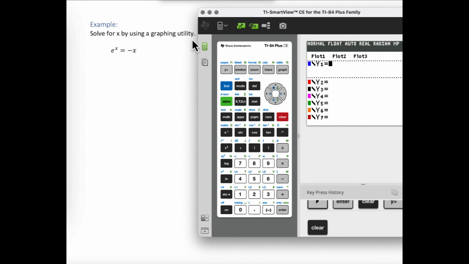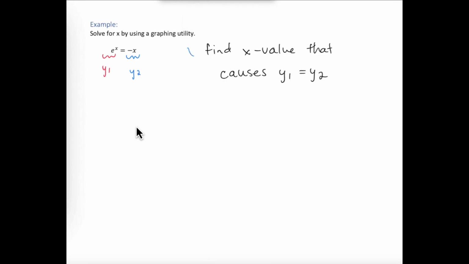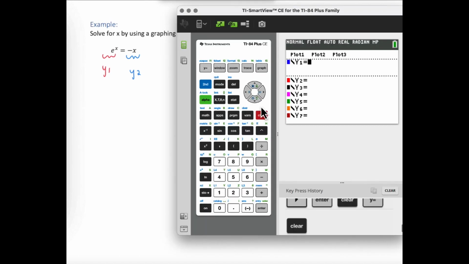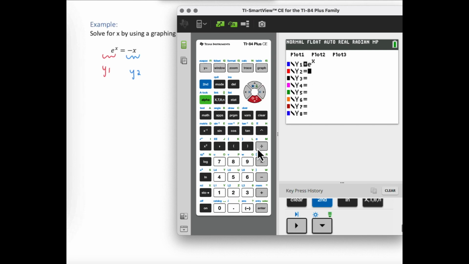And what that means is we're essentially going to take the left-hand side and plug that into my y1 variable. We're going to let that be y1, and then the right hand side we're going to plug into y2, and then find the x value that causes the two sides to be equal to each other. So here we go. We'll let y1 be equal to e raised to the x power, and then the right hand side goes into y2, so that's negative x, and then we're going to graph these two sides.